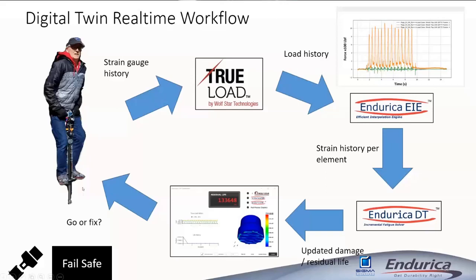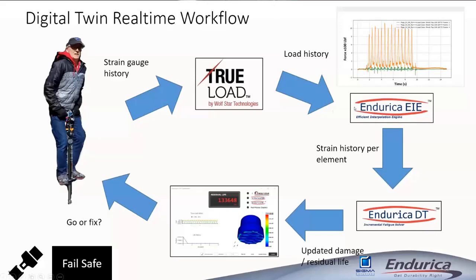This system can measure in real time the loads occurring in X, Y, and Z. He's measuring 3 channels of loading: a vertical load and 2 translational loads, measured in real time with the TrueLoad system. That load history is then passed into Endurica EIE. This chart shows an example of the loads for a series of jumps. Those get passed to EIE on a periodic basis.